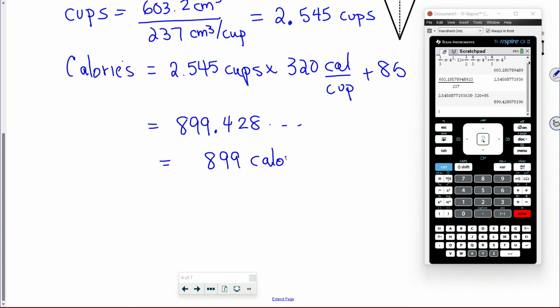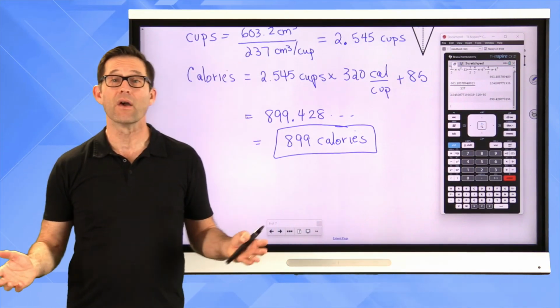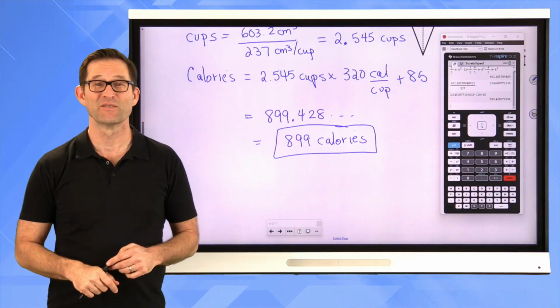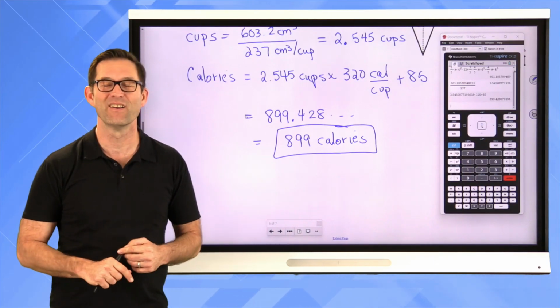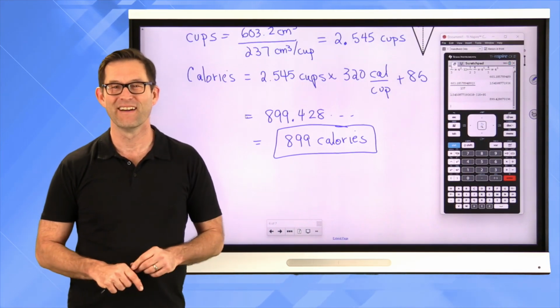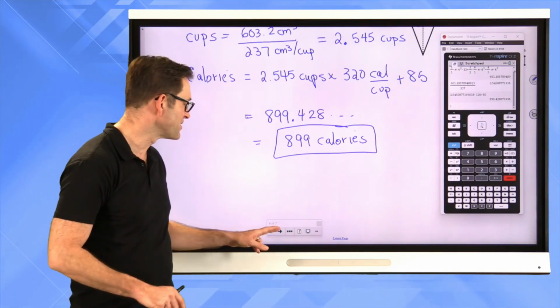Thank goodness it's not 900 calories. You know, I'd feel really bad about it if it were. Or at least I'd feel bad for Nico if it was that many calories, right? But no, we didn't quite get to the 900 calorie mark. 899 calories. All right, let's wrap this up.